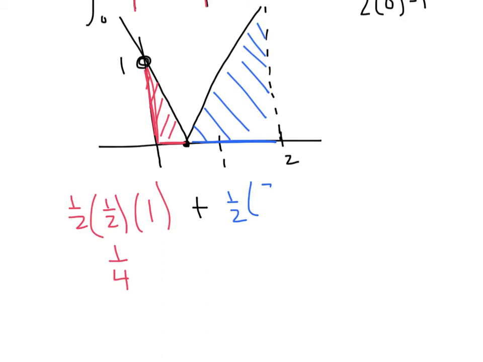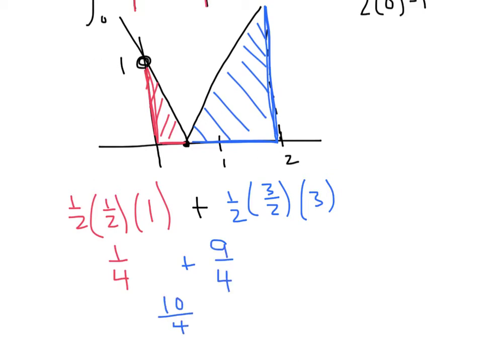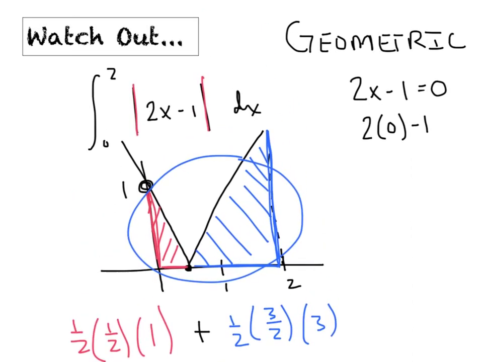And then we need to add, let's see, I've got a base of 1.5 units, or 3/2. And what's my height? Well, I could substitute a 2 into that function and get a height of 3 units. And we'll put that all together. Let's see. I've got 9/4, I believe. And if I add those, I got a grand total of 10/4 is the area of these two triangles combined, which indeed is the value of this definite integral.